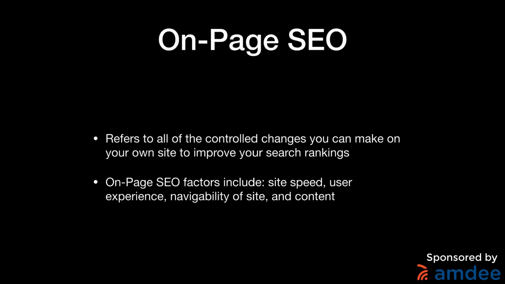On-page SEO. On-page SEO refers to all of the control changes that you can make on your own site to improve your search rankings. This refers to your actual code of your site. And so things that you can control that are on page are going to be the content, your site speed, the user experience, the navigability of your site, content, if you put a video or if you just put an article, all those things are a part of on-page SEO.